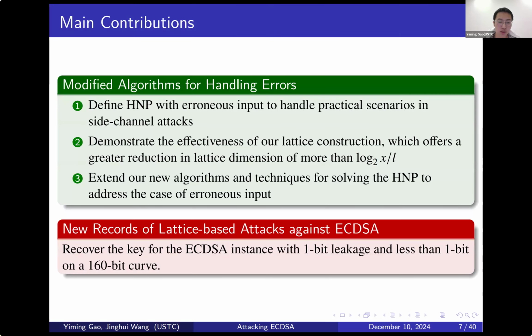We also modified the algorithm for handling errors. We define HNP with erroneous input to handle practical scenarios in side-channel attacks and demonstrate the effectiveness of our lattice construction, which offers a greater reduction in lattice dimension. Further, we extend our new algorithm and techniques for solving HNP to address the case of erroneous input. As a result, we set new records of lattice-based attacks against ECDSA. We successfully recovered the key of ECDSA instances with 1-bit and less than 1-bit leakage on a 160-bit curve.